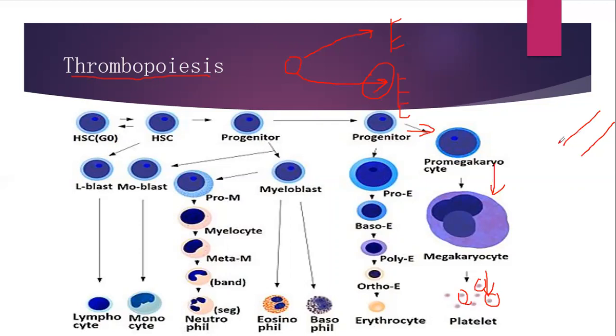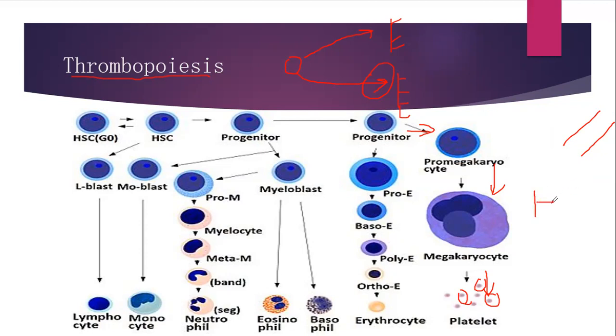So what happens during thrombocytopenia? This is a condition in which the platelet count is below 150,000. The normal range of the platelets is 1,50,000 to 4,50,000.